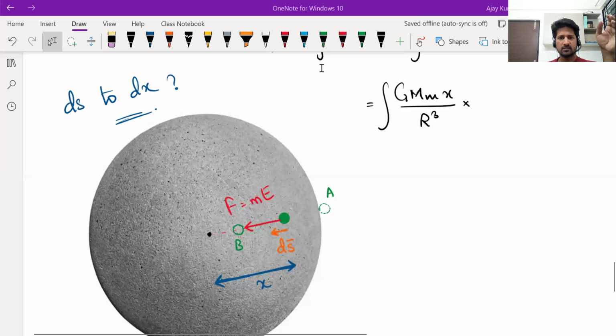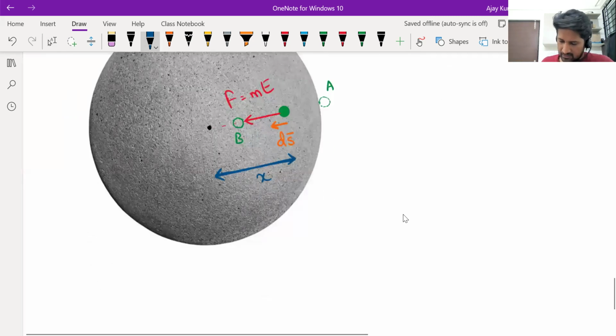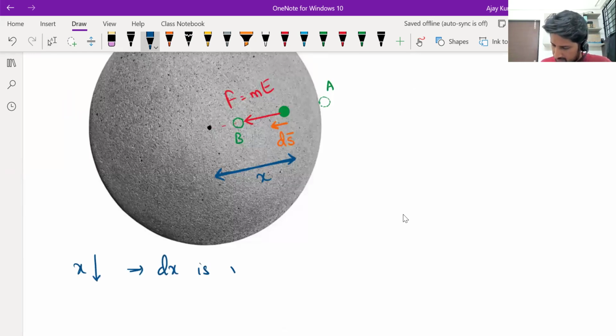And I got one answer as ds is negative of dx. Okay, very good. See, we are moving towards the center itself. And by whatever distance the particle moves towards the center, by that much x will decrease. So magnitude wise, ds and dx are same. But x is a decreasing quantity, which means dx is negative.